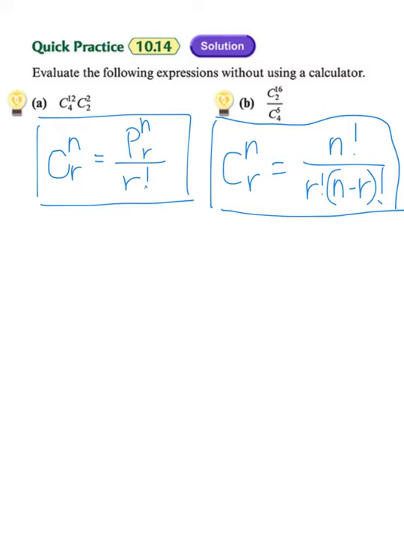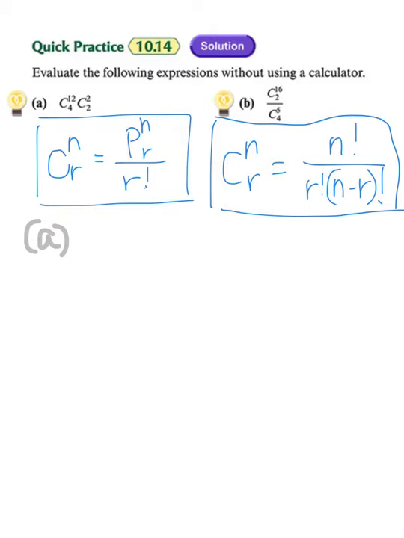QP10.14, evaluate the following expressions without using a calculator. So for part A, after we know the formula, nCr is equal to nPr over r factorial, then we can utilize this formula.